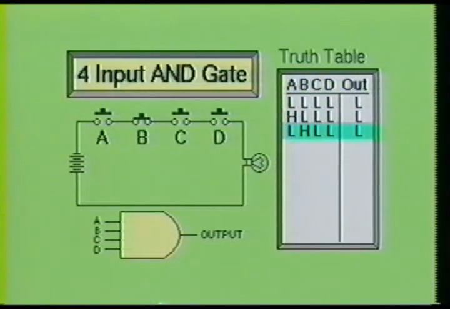Next, we release switch A and energize switch B. Again, the lamp did not turn on. This is shown on the truth table as a low on A, a high on B, and lows on C and D, which produces a low.